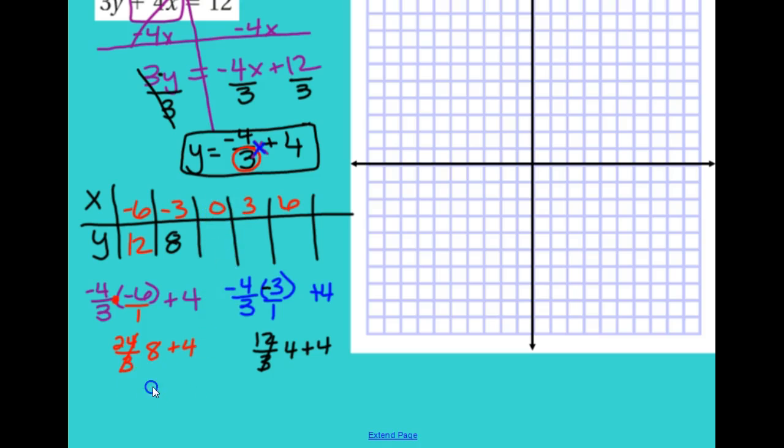Then we're going to plug in a 0. Negative 4/3 times 0 and add 4. Well, anything times 0 is 0, so I just have 4. Now I see a pattern. I'm going down by 4 each time. So if I go down by 4 again, I'd be at 0. Down by 4 again, I'd be at negative 4.